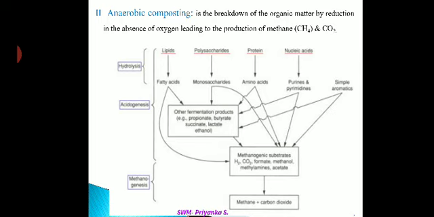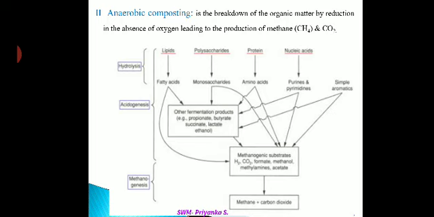Then in the third group of microorganisms, they convert the hydrogen and the acetic acid formed in the acid stage, that is by the acid formers, to methane gas and carbon dioxide. That is the end product of anaerobic decomposition or anaerobic composting. These are called methanogenic, or also methanogens or methane formers. So this is seen in anaerobic composting.